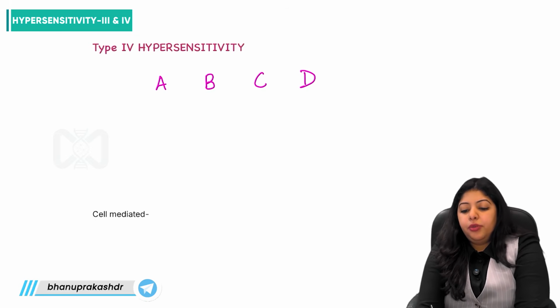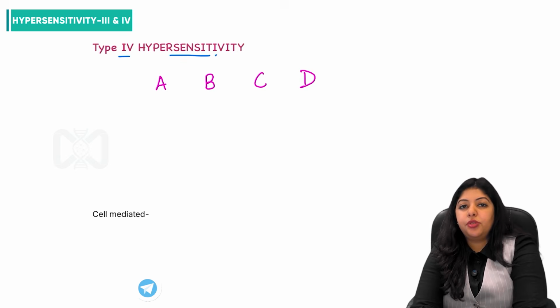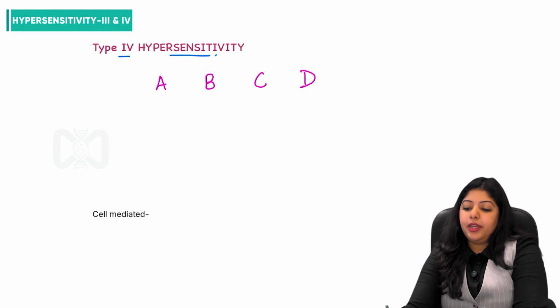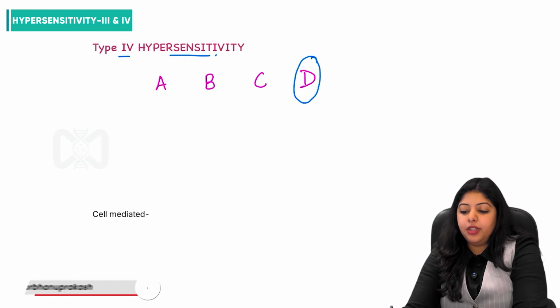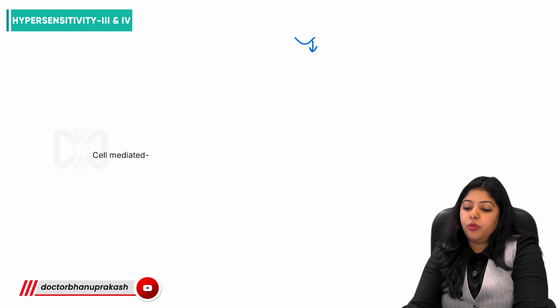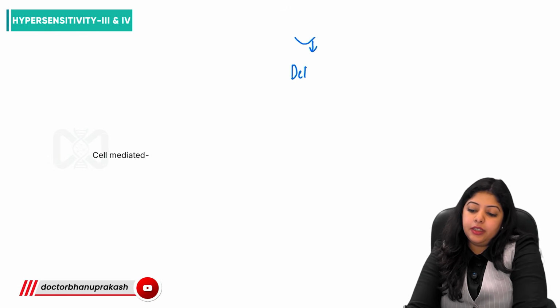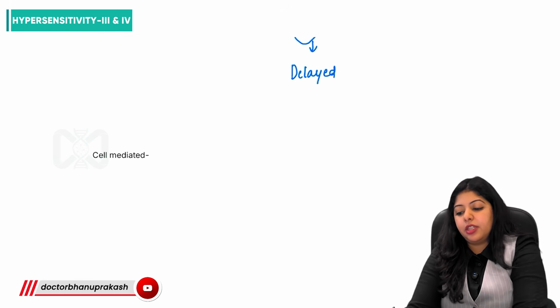Now talking about type 4 hypersensitivity. So type 4 hypersensitivity, with D comes 4. So it is a type of delayed hypersensitivity reaction.